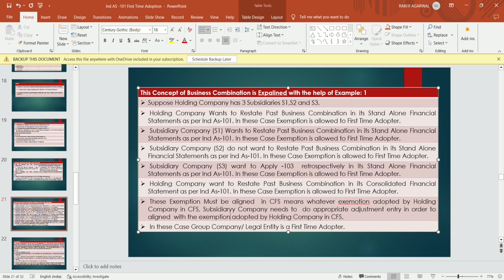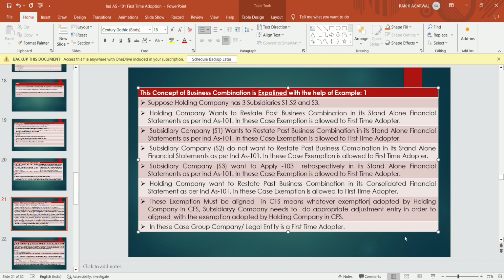Subsidiary and holding company individually, in their standalone separate balance sheets, can apply different exemptions. But in CFS, all the adjustments and all the exemptions must be aligned, meaning whatever exemption is adopted by the holding company in CFS, the subsidiary company needs to make an appropriate adjustment entry in order to align with the exemption adopted by the holding company in CFS.